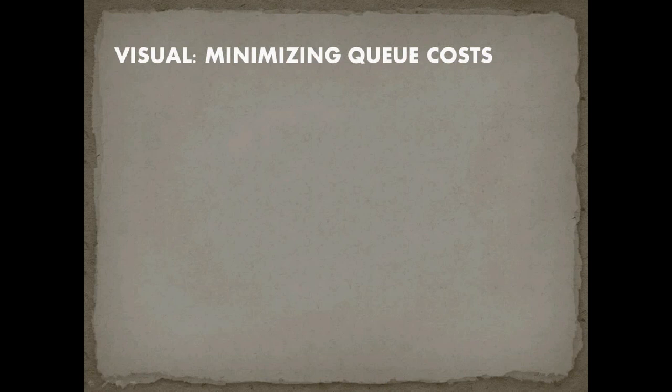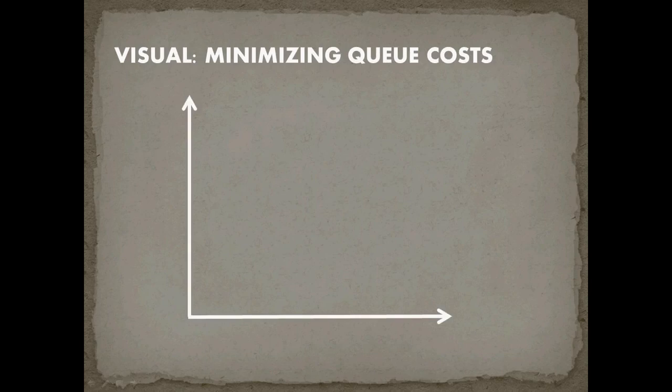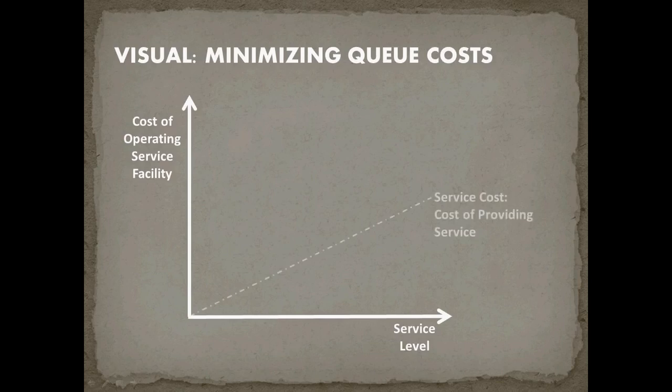Visually, what does minimizing queue cost look like? I can create this with a simple graph. Along the bottom is our decision, and this is our service level, the number of servers we want to hire. Along the vertical axis, the y-axis, we can put the cost of operating the service facility. The first thing we'll plot is service cost, and this is a linear line that increases with each additional server I decide to provide.